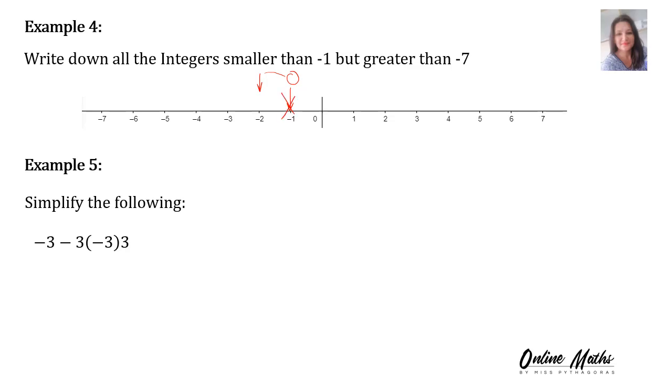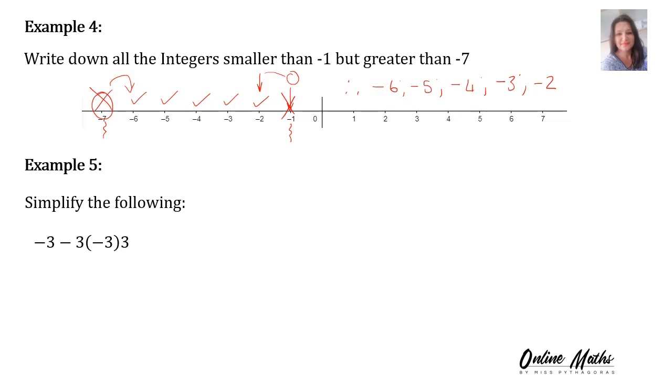So -1 is definitely not included, but greater than -7. So there you find -7, but that one is not included. Just greater is -6. So your answer is in fact -6, -5, -4, -3, -2. They are the numbers that are between -7 and -1. So therefore, your answer: -6, -5, -4, -3, -2.